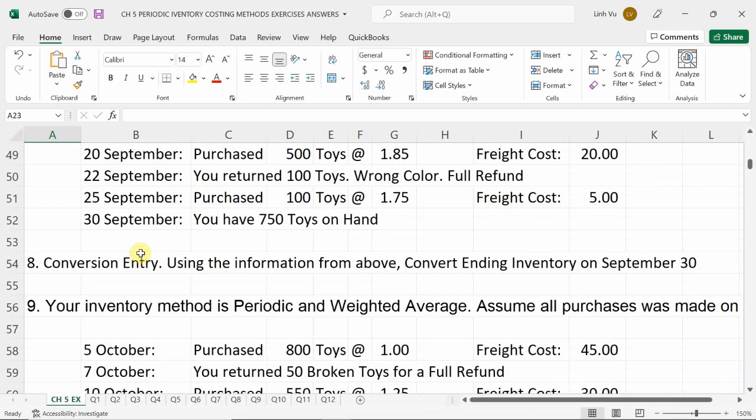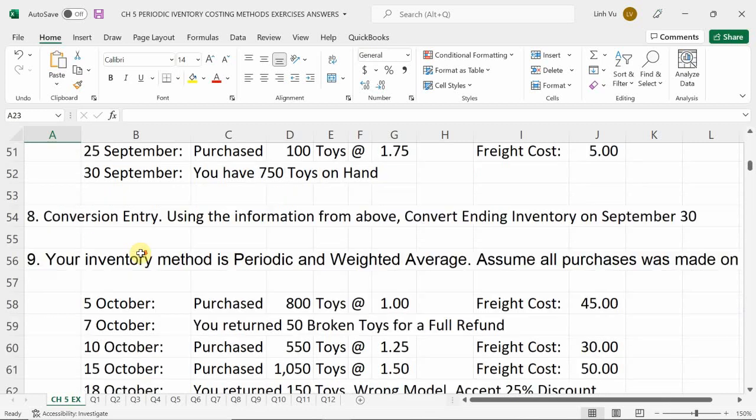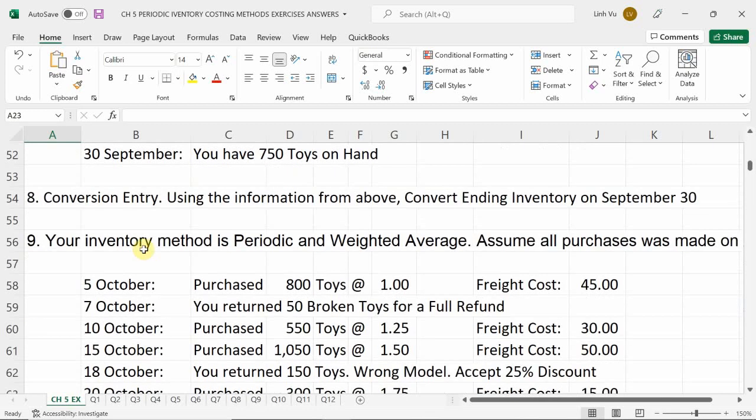All right, question number 9 is separate from questions 7 and 8. In this case, your inventory method is periodic and it's weighted average. Assume that all purchases were made on account, and round to the nearest penny. This is completely separate from the previous questions here. So let's go ahead and see what happens.